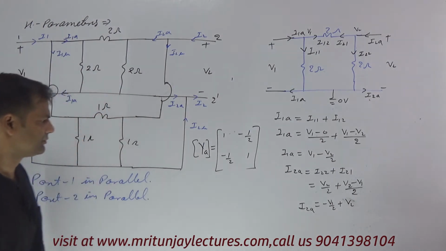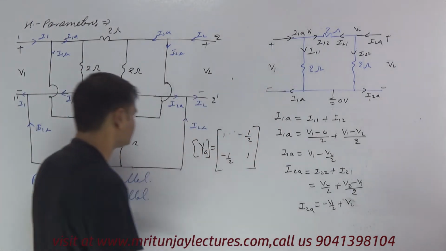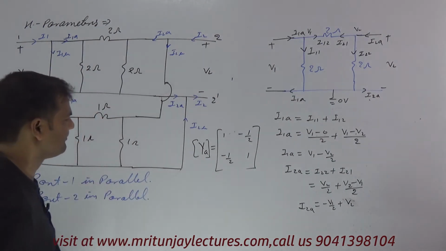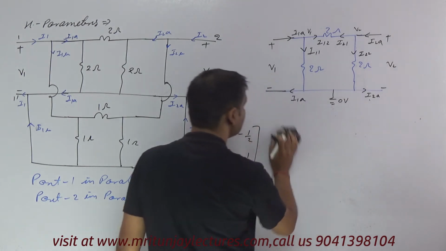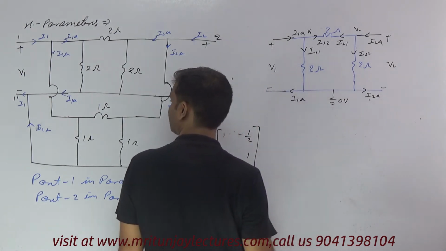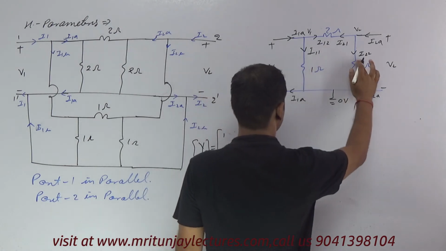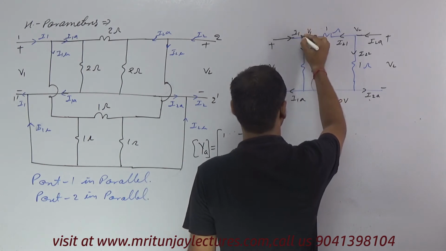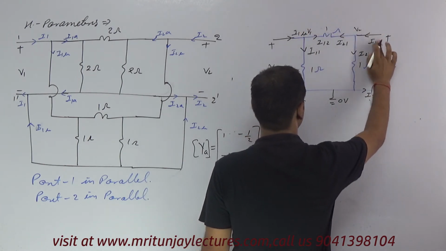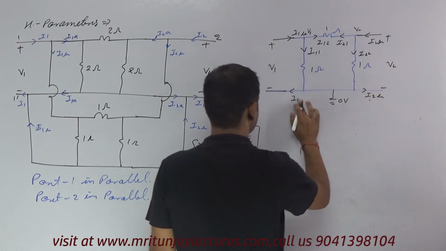Clear? So now our next target corresponds to the second network. This one is 1 ohm, and this is also 1 ohm, and that is also 1 ohm. It is written in terms of B, and here also it is written as B, and that is B.